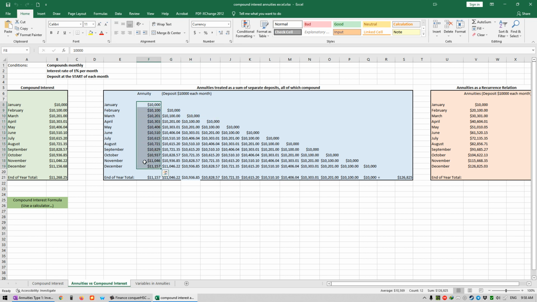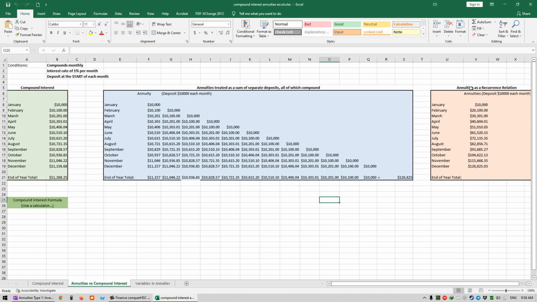January one is going to compound till the end of the year. The February one will compound till the end of the year. The March one will compound to the end of the year, and so on and so forth. All of them will compound separately, and you just add up the sum of all of these separate investments at the end to get the future value of your annuity. So this is the approach that the syllabus wants us to take.